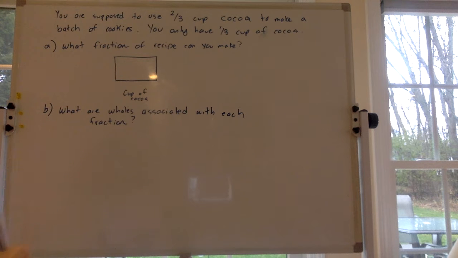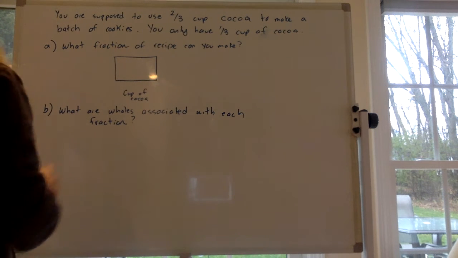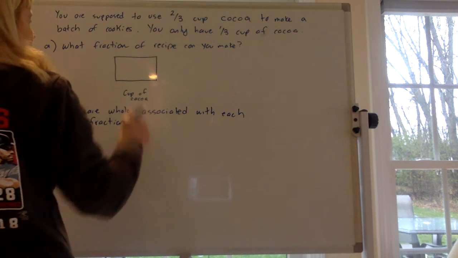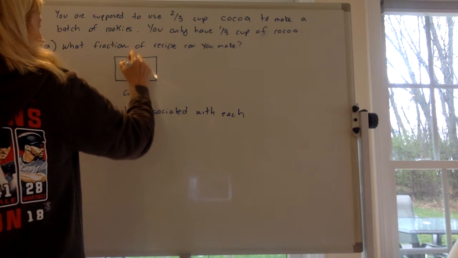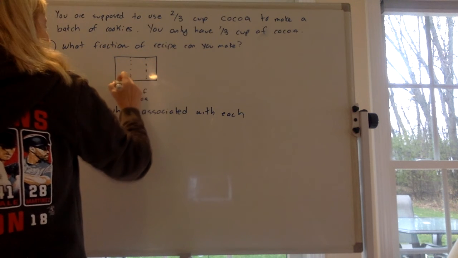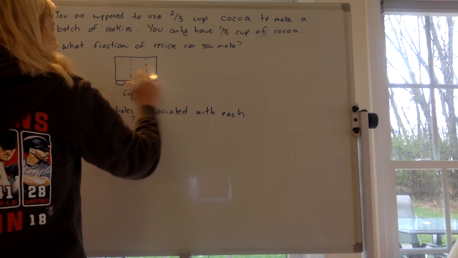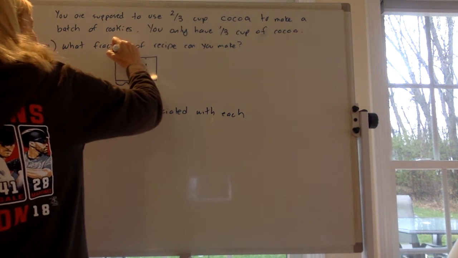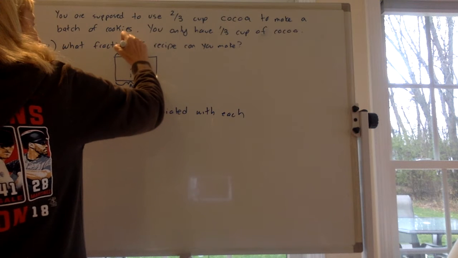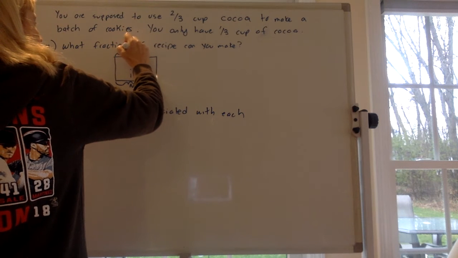Well, think about it. You have to have 2/3, but you only have 1/3. So if I draw a rectangle and let it represent a cup of cocoa, this is 1 cup of cocoa. So I'm going to divide it up into thirds. Okay. So you need 2 of those thirds, right? But you only got 1 of those thirds.